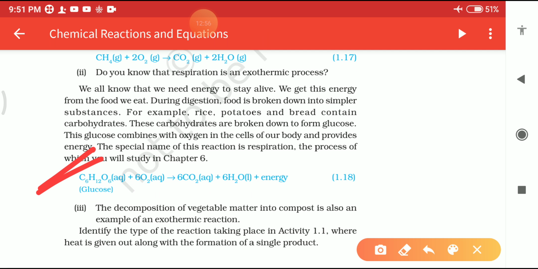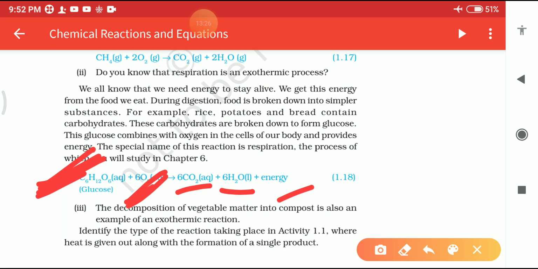C6H12O6 is the formula of glucose, and glucose is present inside our food. When we take the food and when we inhale the oxygen, then what happens? This food comes in contact with this oxygen, then it releases what here? Carbon dioxide, water and energy.